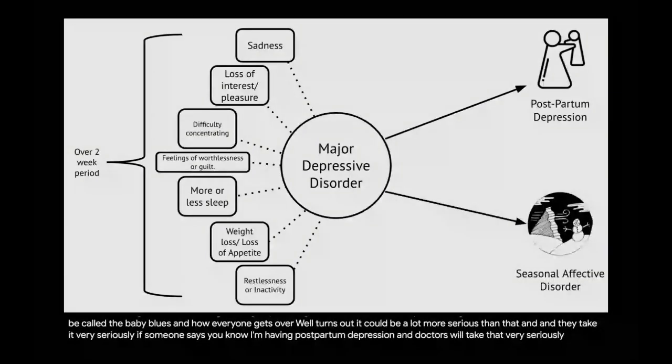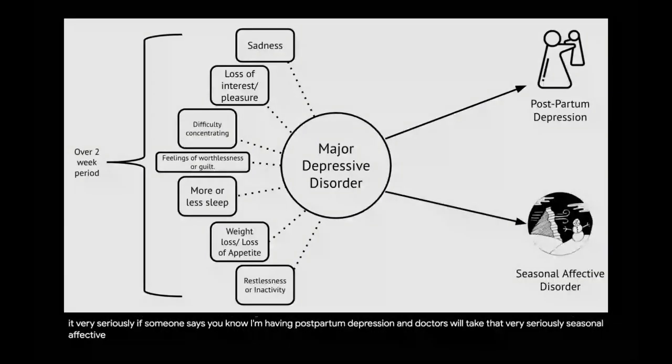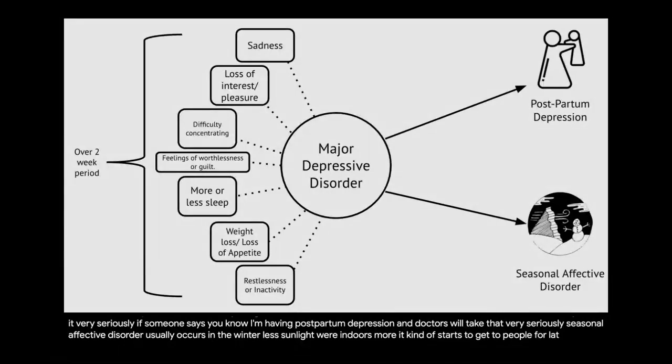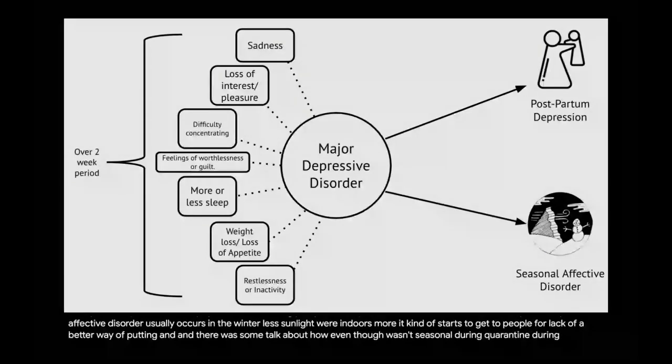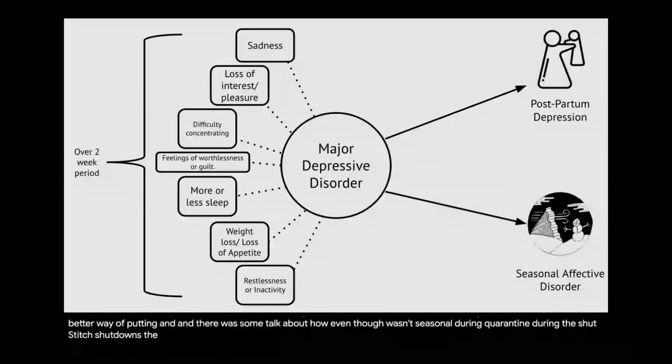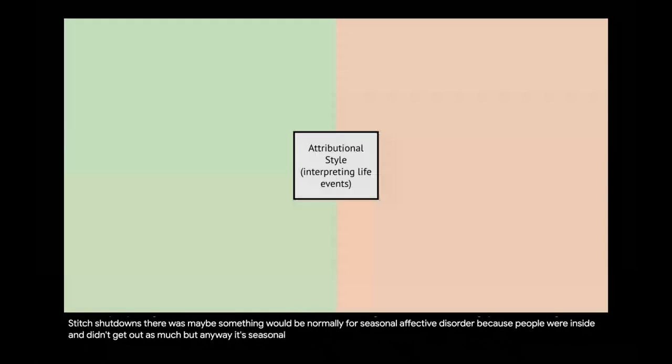Seasonal affective disorder usually occurs in the winter, less sunlight, we're indoors more, and it kind of starts to get to people, for lack of a better way of putting it. And there was some talk about how, even though it wasn't seasonal, during quarantine, during the shutdowns, there was maybe something that would be normally seasonal affective disorder because people were inside and didn't get out as much. But anyway, that's seasonal affective disorder.